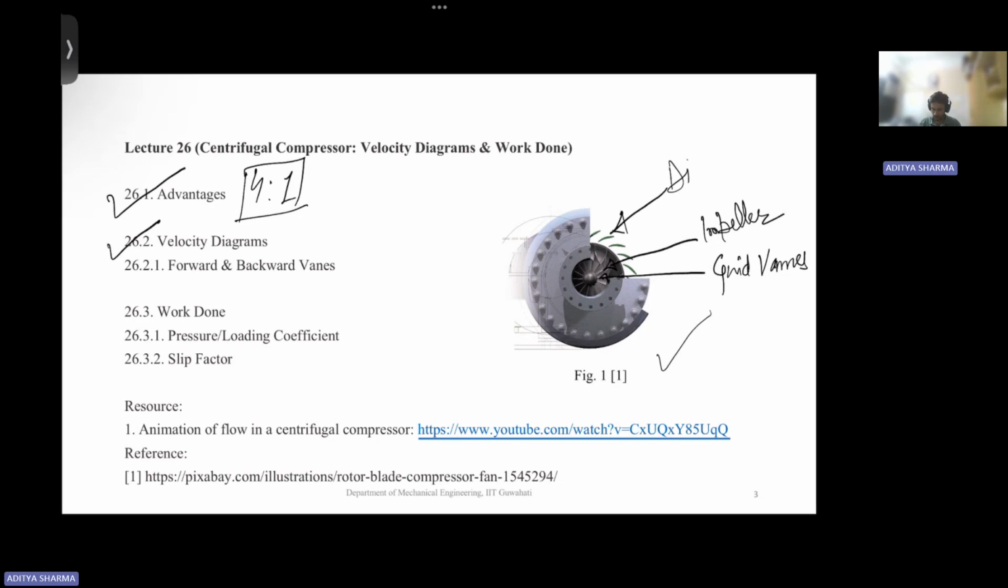Then comes your diffusers that further increase the pressure of your air. We're diffusing the air that is coming from your impellers. This air is diffused and further the pressure increases. Then I'll draw the enthalpy entropy diagram for it.